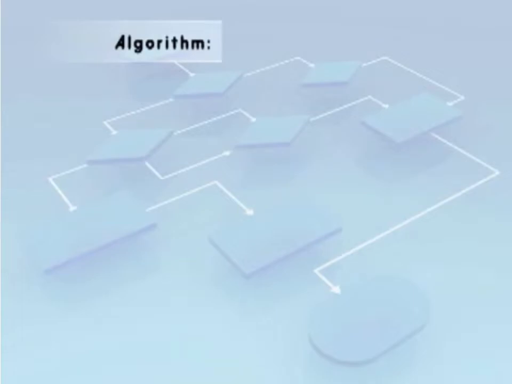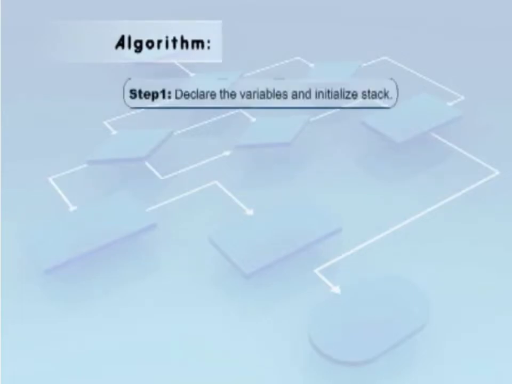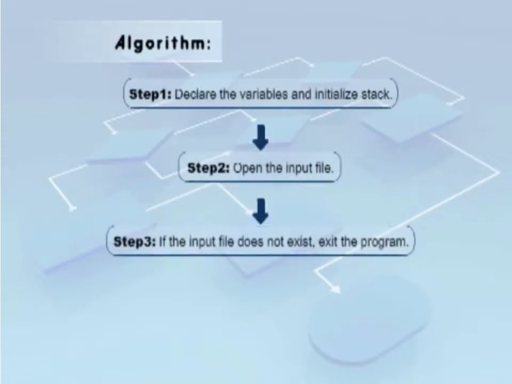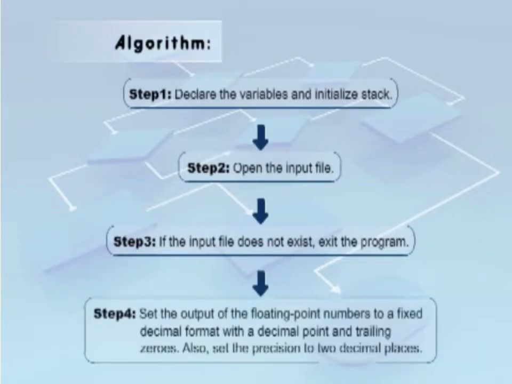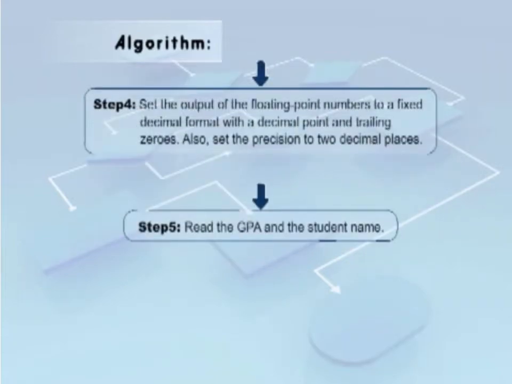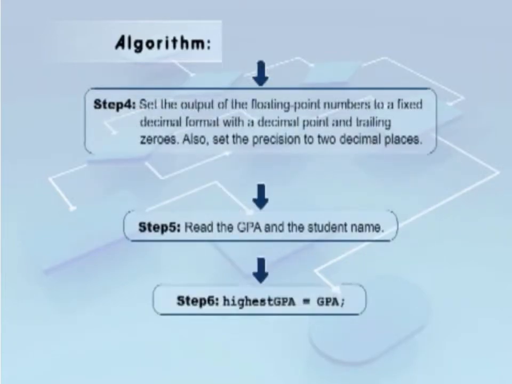This discussion translates into the following algorithm. Declare the variables and initialize the stack. Open the input file. If the input file does not exist, exit the program. Set the output of the floating point numbers to a fixed decimal format with a decimal point and trailing zeros, and set the precision to 2 decimal places. Read the GPA and the student name. Assign the value of GPA to highest GPA.